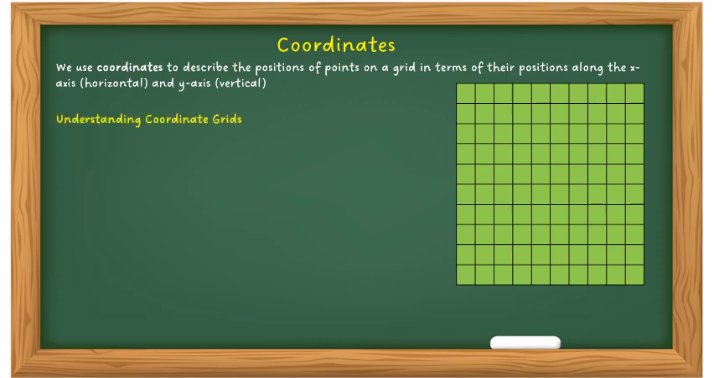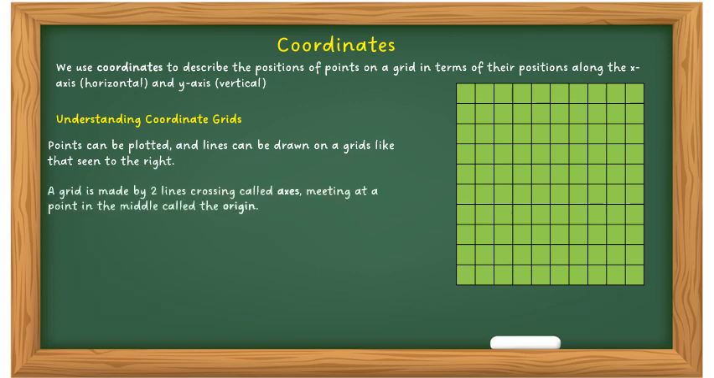Okay. Now, understanding coordinate grids. Points can be plotted and lines can be drawn on grids like this grid here. The grid is made up of two lines crossing called axes, meeting at the point in the middle called the origin. So there's your origin, where the two lines cross, and there's your x-axis and your y-axis. The origin has the coordinates open bracket 0, 0, close brackets. All coordinates will have to be in brackets and separated by a comma, and you'll see why in a minute. So there's your 0, 0 to start off with.